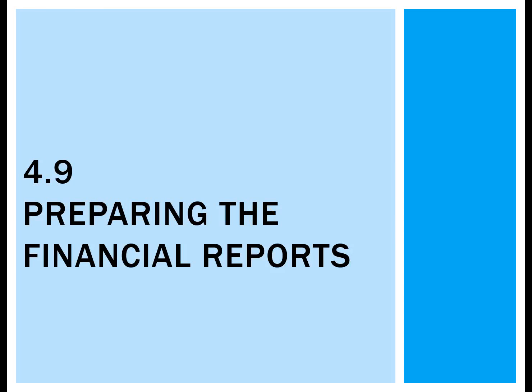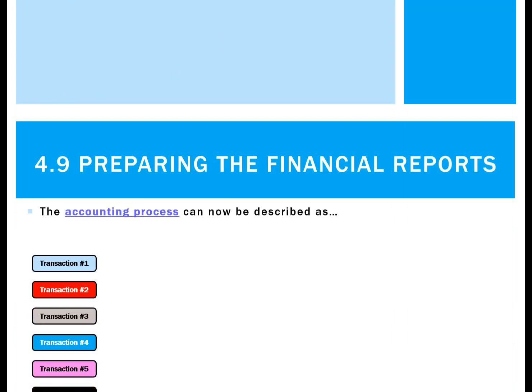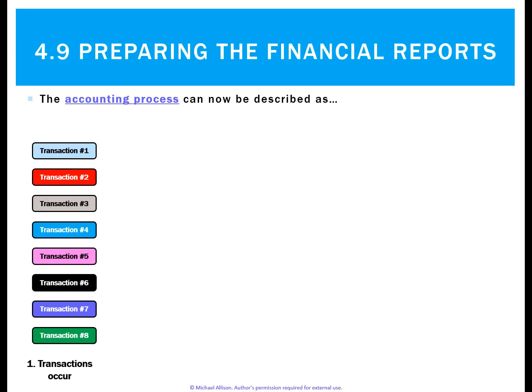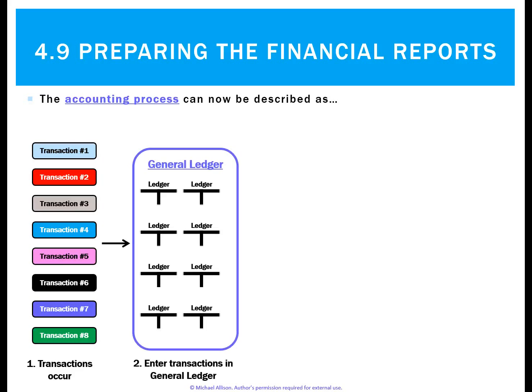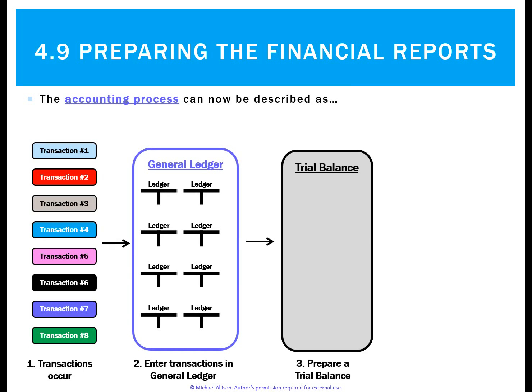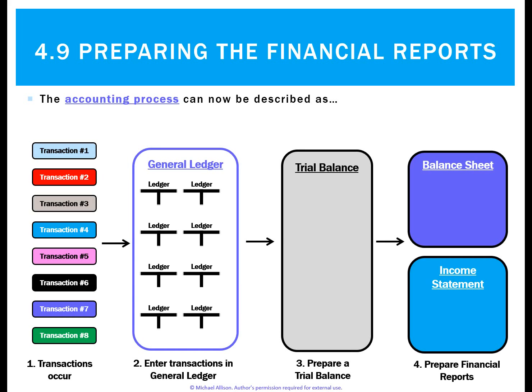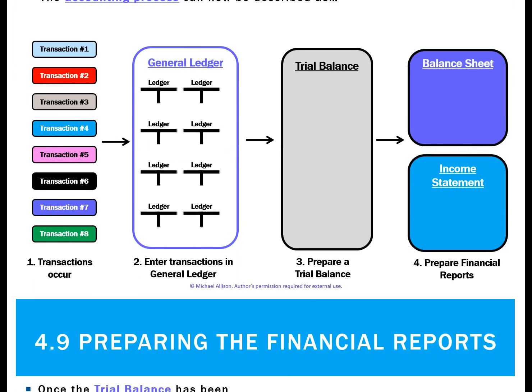So the whole purpose of accounting is to produce financial reports. The accounting process we've looked at so far was actually missing a really important step. What we're going to have is step one, transactions occur. We've learned that we're going to record those in ledgers, in the general ledger. What we just learned is that that goes in the trial balance, and what we're going to do now is prepare our reports. So for this topic we're going to do balance sheets and income statements.